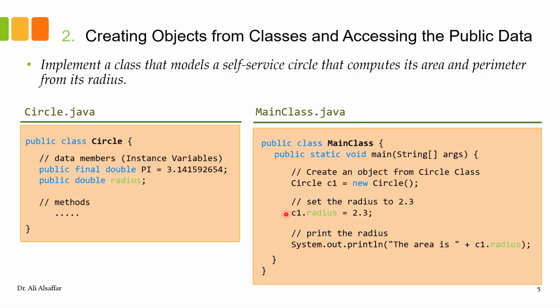So here in this class, you have changed radius. So radius was not changed inside the class, it was changed outside. And also you were able to see the radius inside from outside. Why? Because they are public. Now let's go to JGrasp and write these two classes and run the program to see how it works.